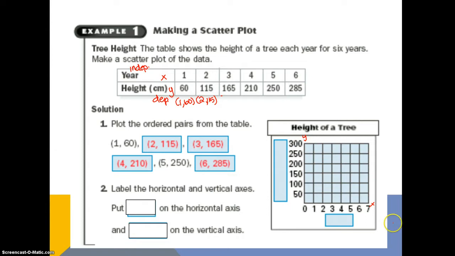So we label the graph, and you will have to make your own graphs for your practice problems, so make sure you understand how to do this. We put years on the horizontal and height on the vertical. We actually do want to write that in here too.